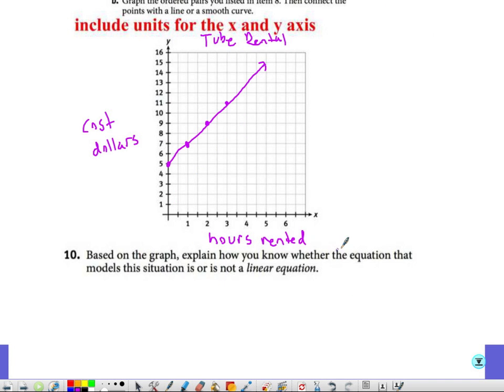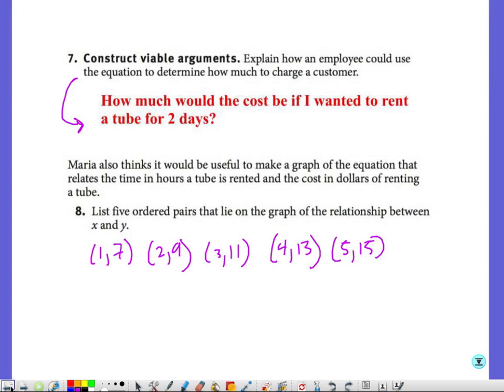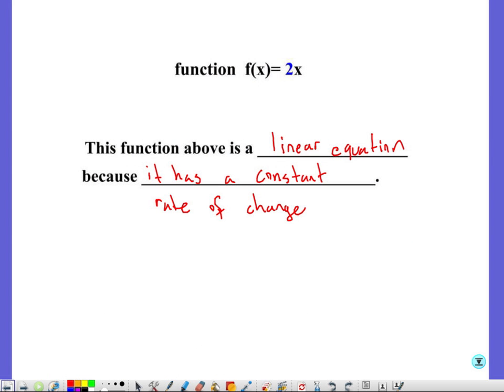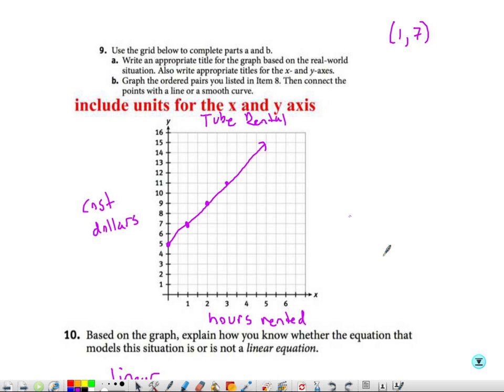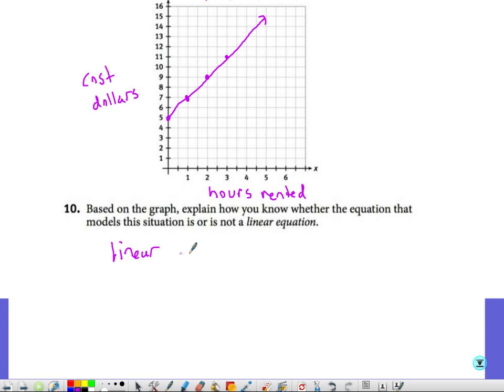Based on the graph, explain how you know whether the equation that models the situation is or is not linear. So we have a straight line, so I'm going to say that it is linear. Why is it linear? Well, take a look at your notes. When we went over the function cycle, f of x equals 2x, we determined that the function is linear, and the reason is because it has a constant rate of change. So this is why this function is linear, because it also has a constant rate of change.